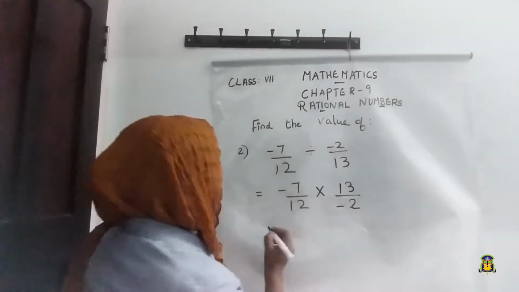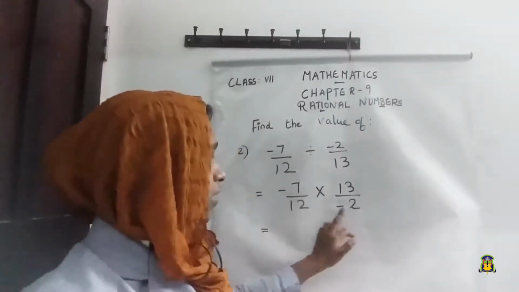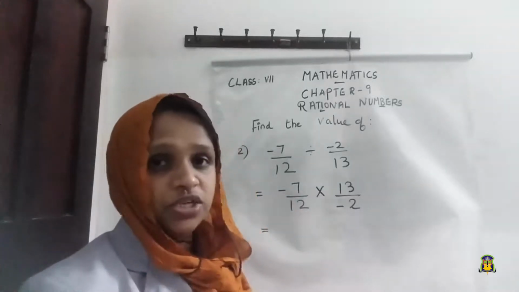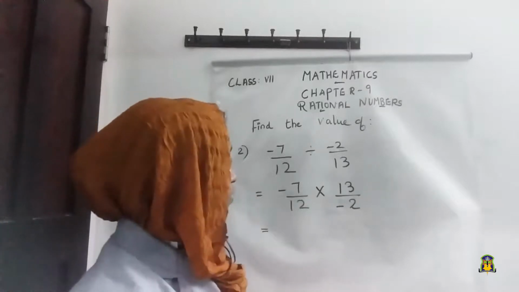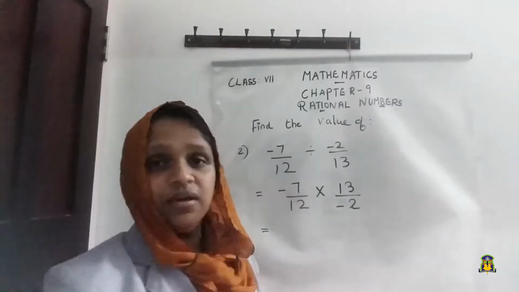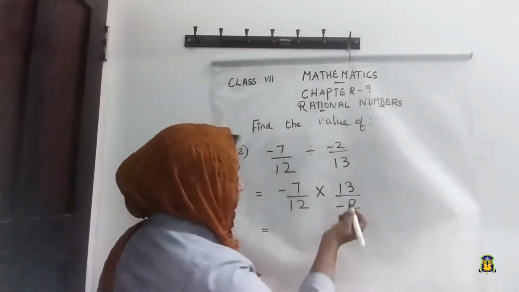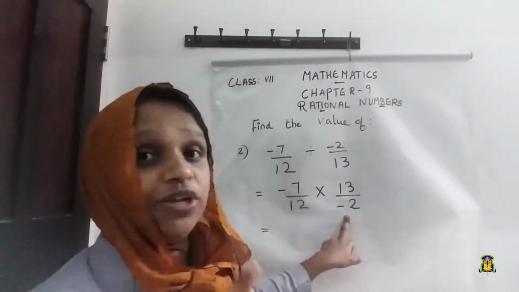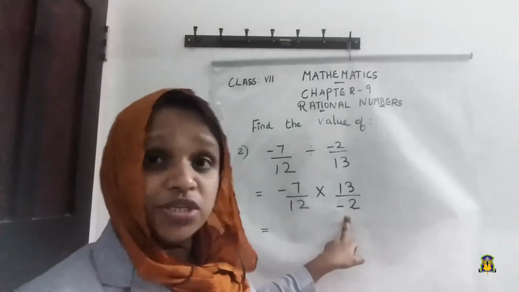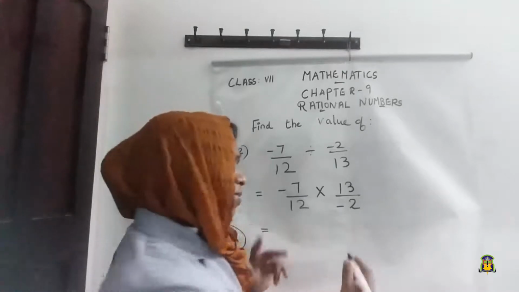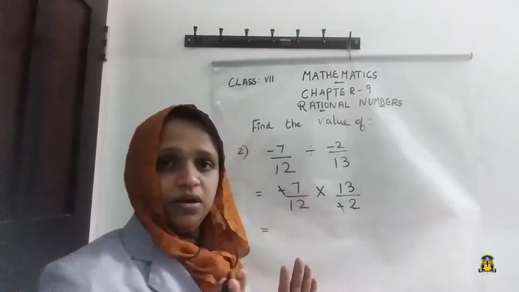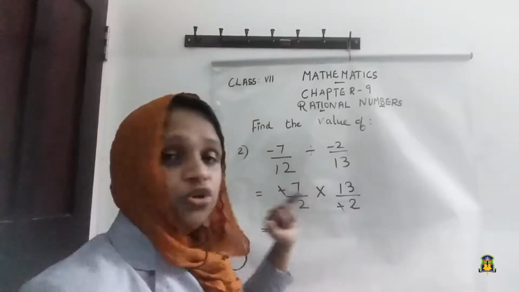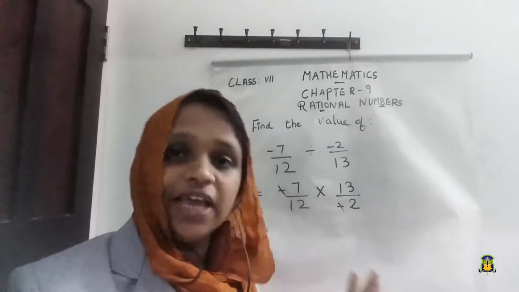Next, what do we want to do here? We want to check whether it is possible to cancel. No, it is not possible to cancel. So we can directly multiply this. Look here, again I told you, what about this negative and this negative? Negative divided by negative is positive. So we can cancel that negative because we can make the calculation simple. If there is a negative in the numerator and the denominator is also negative, then we can cancel that.